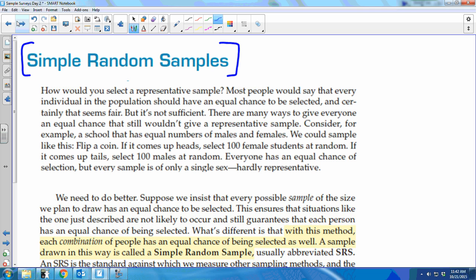Everyone's clear about what a simple random sample is? Okay. You would just assign numbers, but then you randomly generate which ones you're going to talk to. Okay.